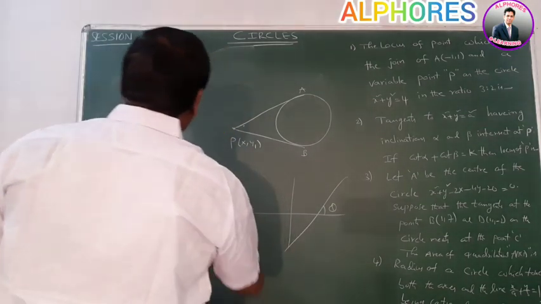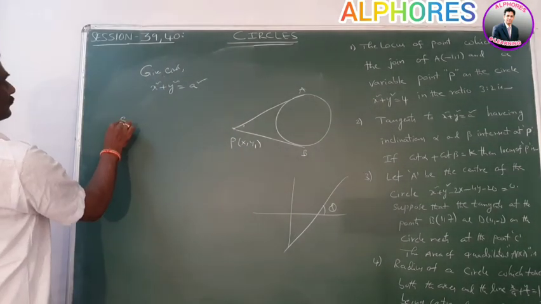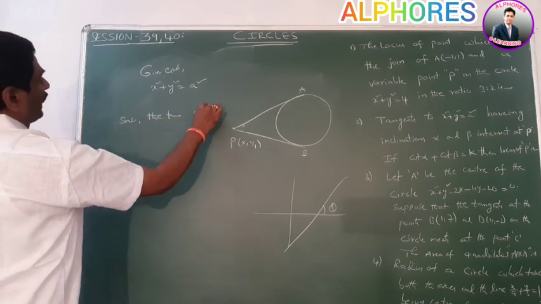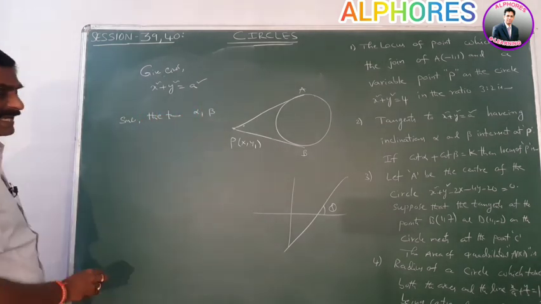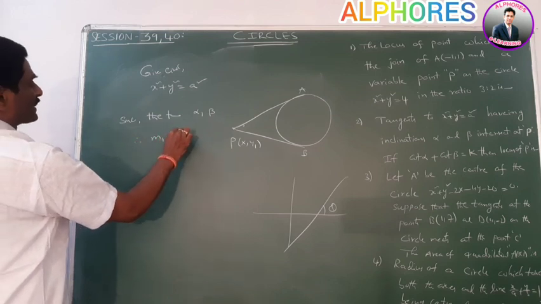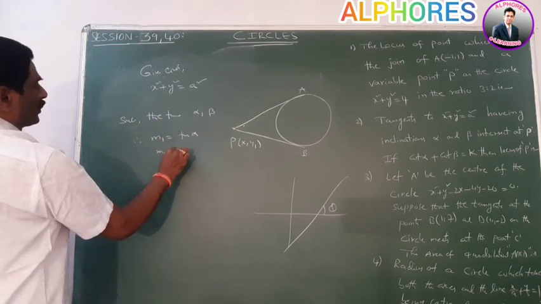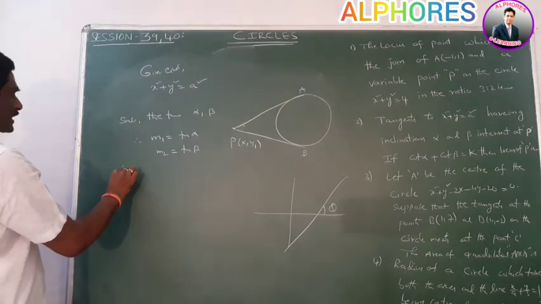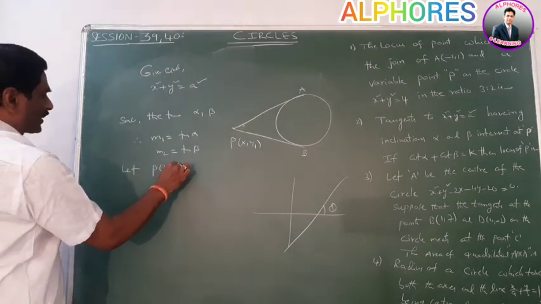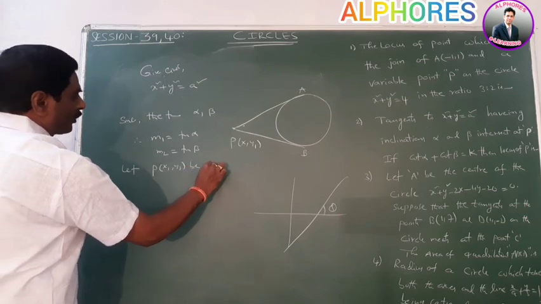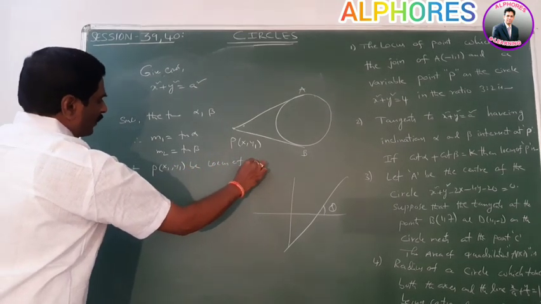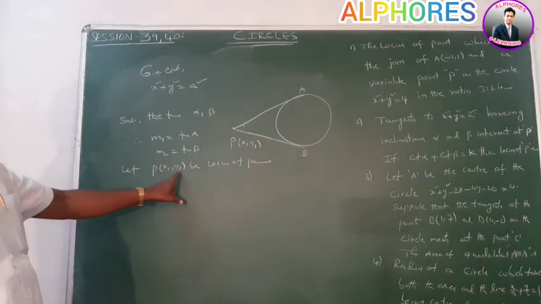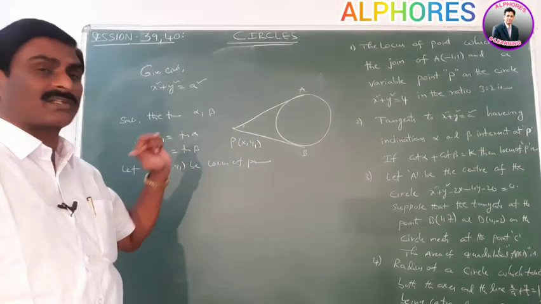Since the tangents make angles of inclination alpha, beta with the x-axis, therefore the slopes of the tangents are m1 equal to tan alpha and m2 equal to tan beta. Let P(x1, y1) be the point of intersection of the tangents, which lies on the locus of the point of intersection of the tangents.